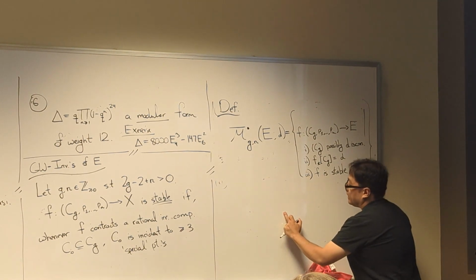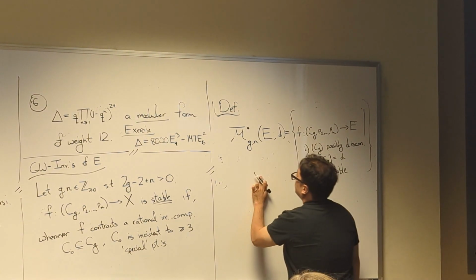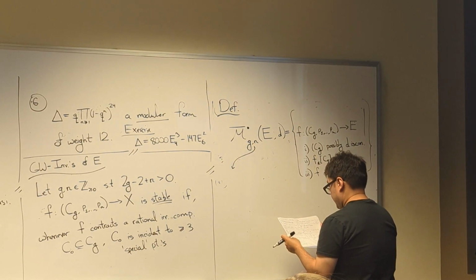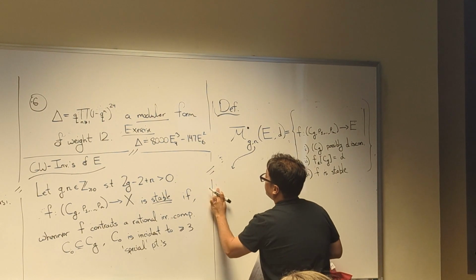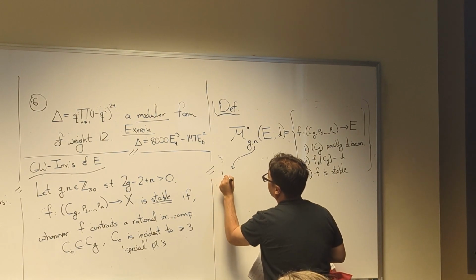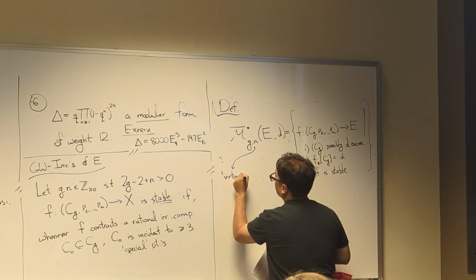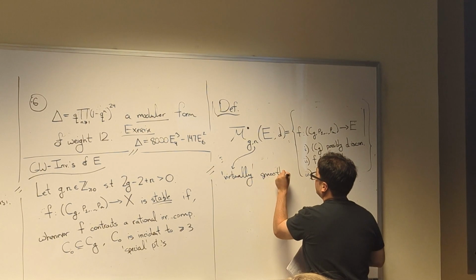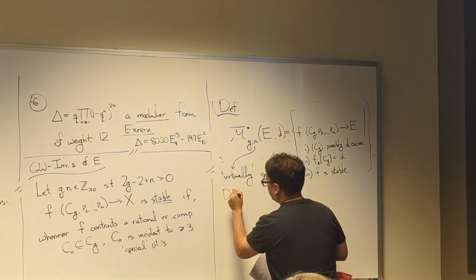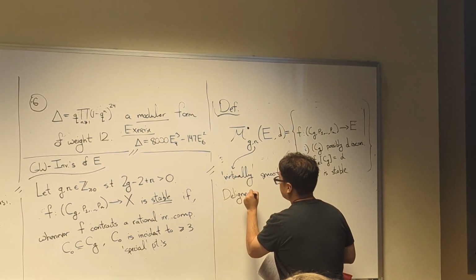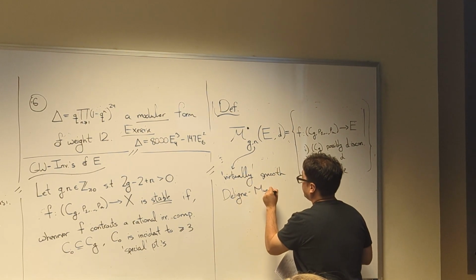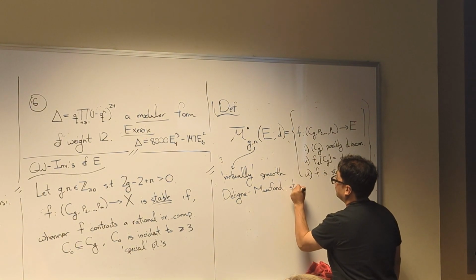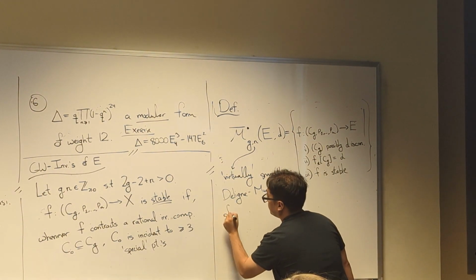We have to be careful about these things. So the space is, how do I want to say this? This is a virtually smooth Deligne-Mumford stack. I'll talk about this in a second. I'll just mention why I have to say it this way. Virtual dimension.